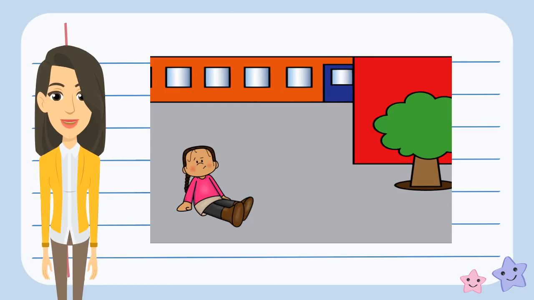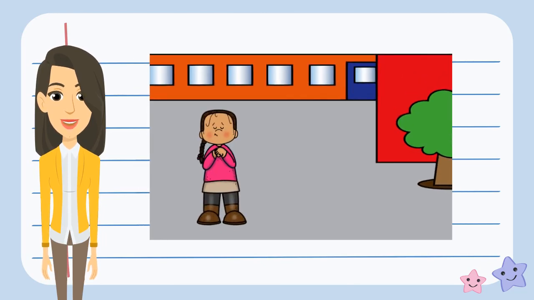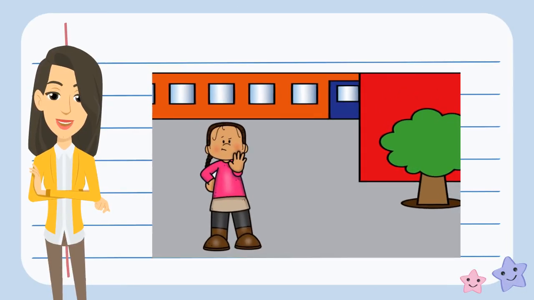The first thing you can do is take a deep breath. This can give you some time to calm down and give your brain time to think about the right response. If someone is doing something you don't like, you can say stop. This lets your friend know that you're upset.